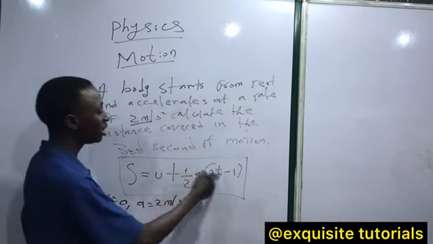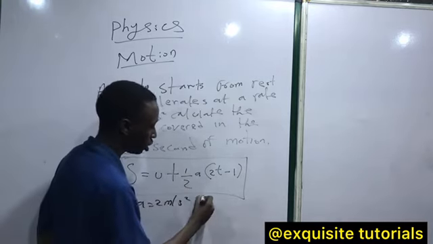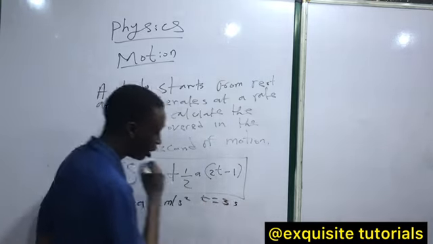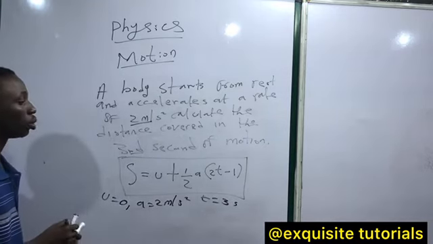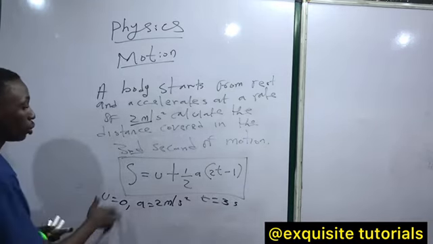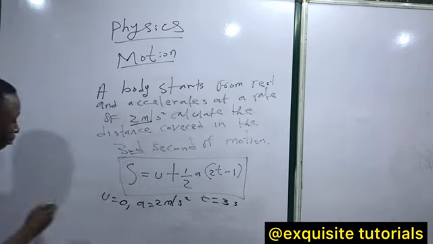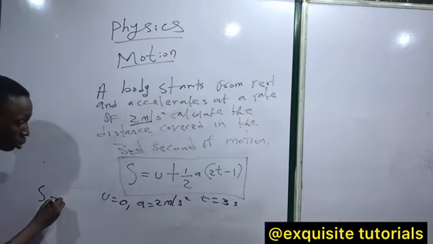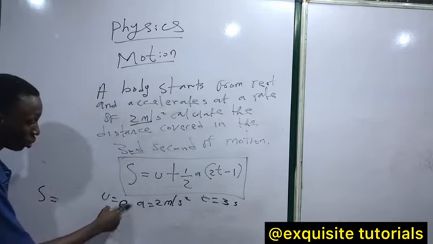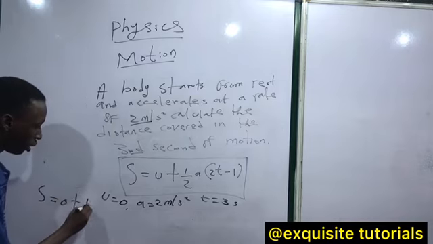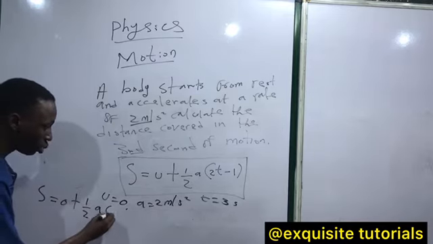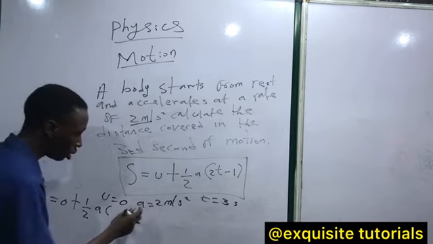So we take t in this particular question now to be 3. So t is equal to 3 seconds. Now all we need to do is to put all this stuff into our equation. So we now have s is equal to u is 0, of course. So that will be 0 plus 1 over 2a into 2t minus 1.